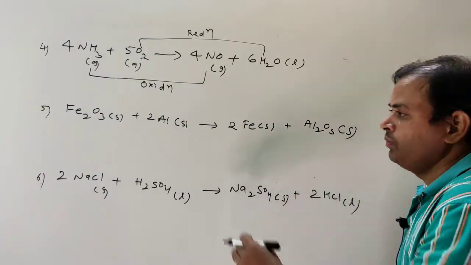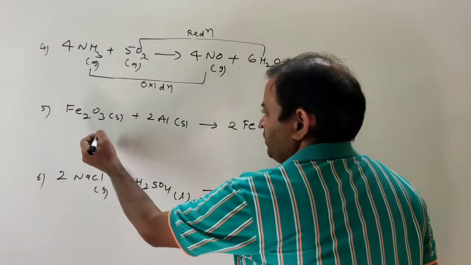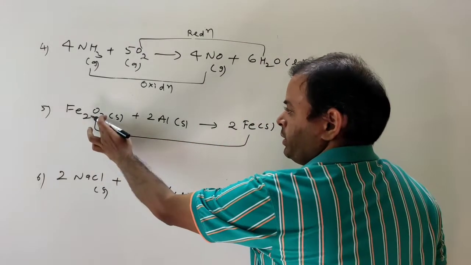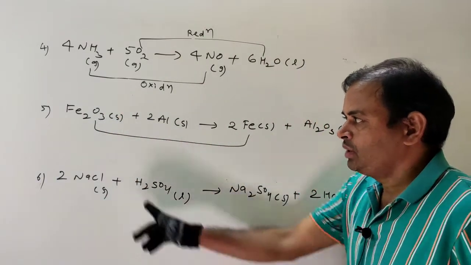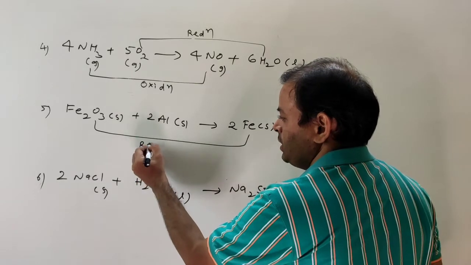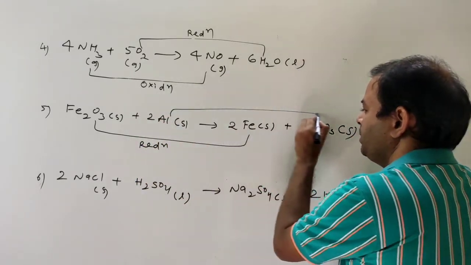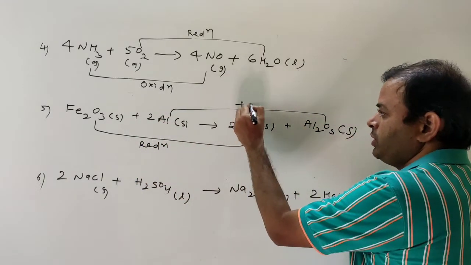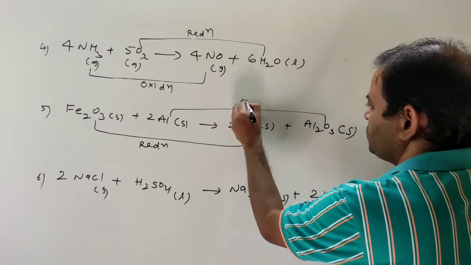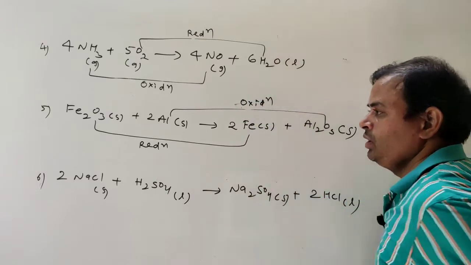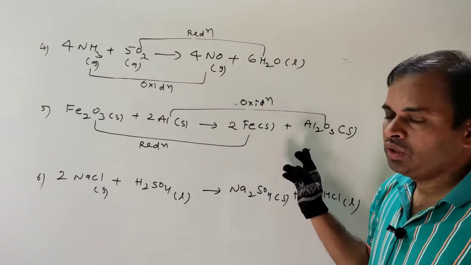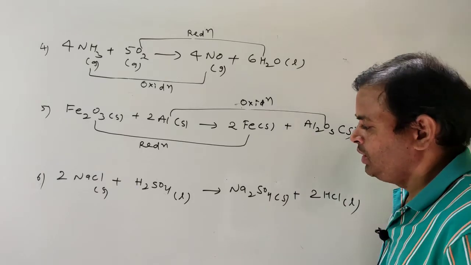Now take this one, Fe2O3. Fe2O3 to Fe: what happened here? Removal of oxygen takes place. Here oxygens are there, here no oxygen. That's why removal of oxygen is reduction. Aluminum to Al2O3, addition of oxygen takes place. That's why it is oxidation. As both oxidation and reduction reactions are there, it is also a redox reaction.